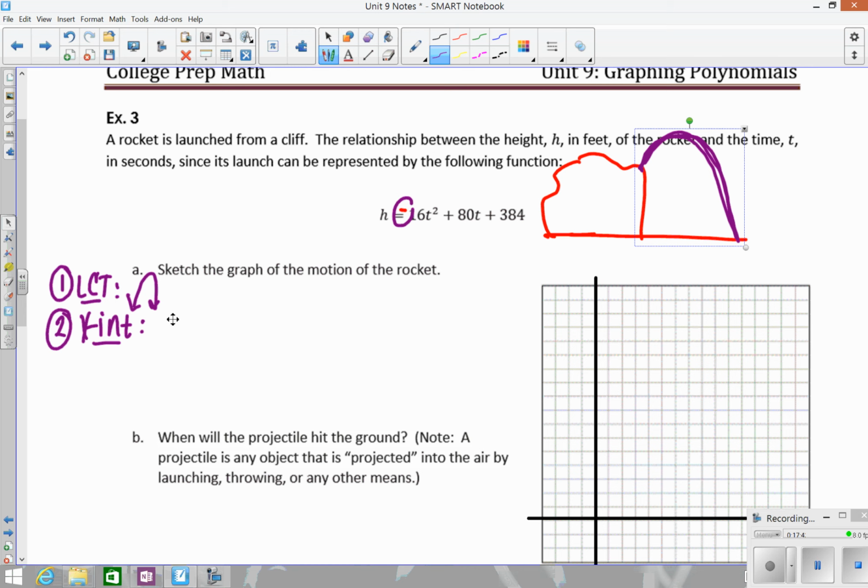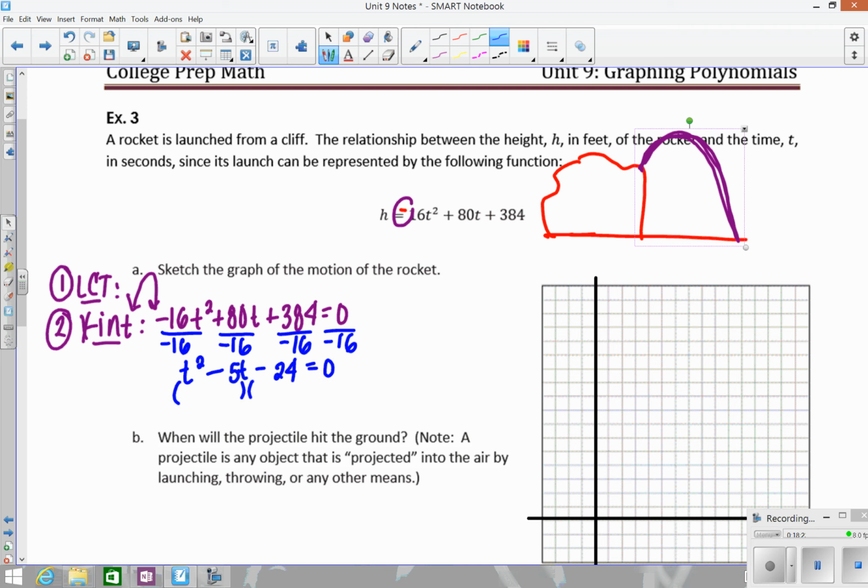So the x-intercepts, we set our equation negative 16t squared plus 80t plus 384 equals 0. And then if you can, you want to get rid of this negative 16, which in this case I can divide everything by negative 16, so it works out nice. So I'm left with t squared minus 5t minus 24 equals 0. And then we can factor this.